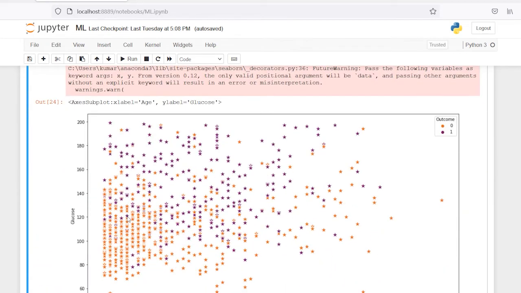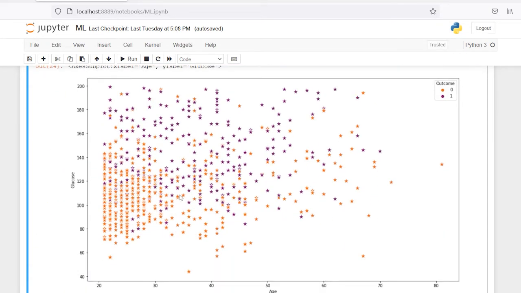Then I have this scatter plot graph where each dot represents a data point. Young people with lower glucose certainly do not have diabetes. While as the age increases, the glucose is higher. Some patients did have diabetes and some did not. While it is almost certain that if a patient is older and has a high amount of glucose, here as you can see the outcome is 1, which means that the person had diabetes.